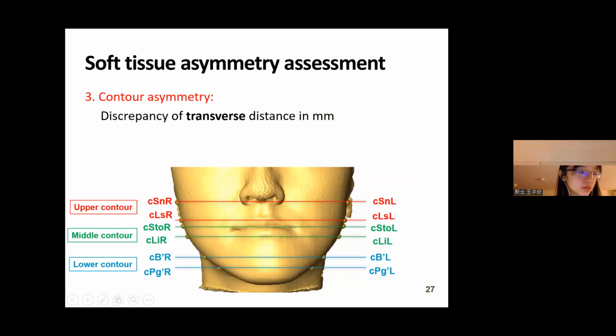For the contour asymmetry, we divided contour asymmetry into 3 parts: upper, middle, and lower contour. Upper contour points are the points passing through the lateral facial contour at the same horizontal levels as subnasale and labiale superius. Middle contour points are the stomion and labiale inferius. Lower contour points are soft tissue B point and pogonion point.